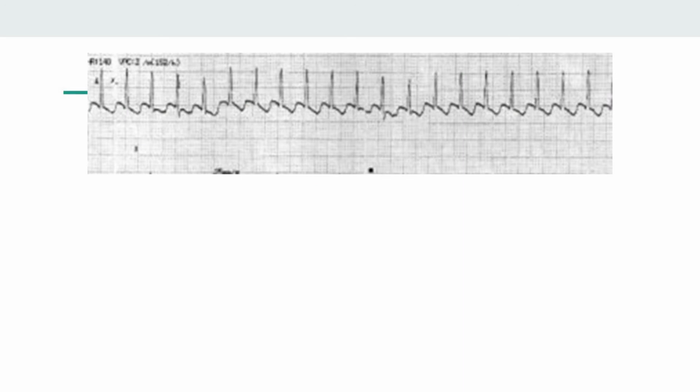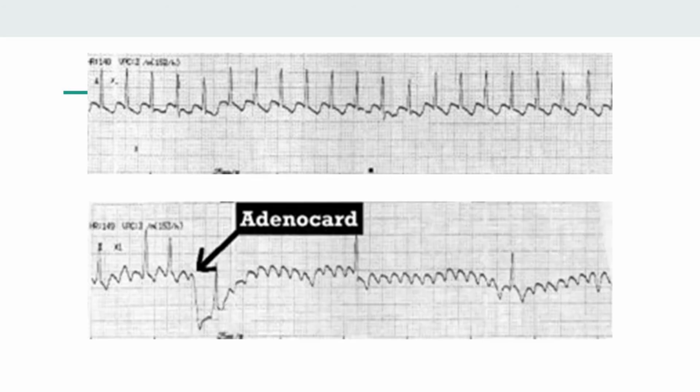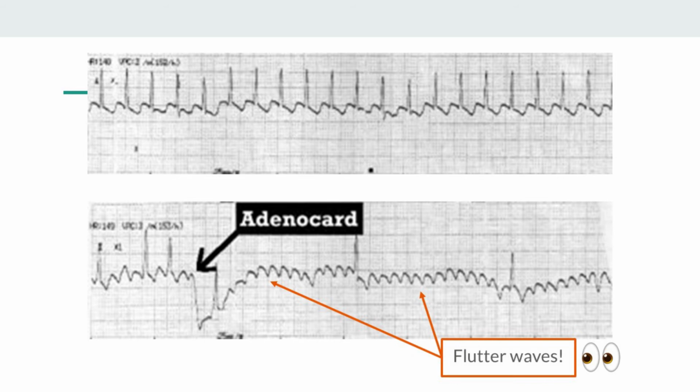Here's another example of adenosine in action. So this looks like it could be 1-to-1 atrial flutter or SVT. When this patient was given adenosine, look what happened. We can clearly see flutter waves, making this atrial flutter.